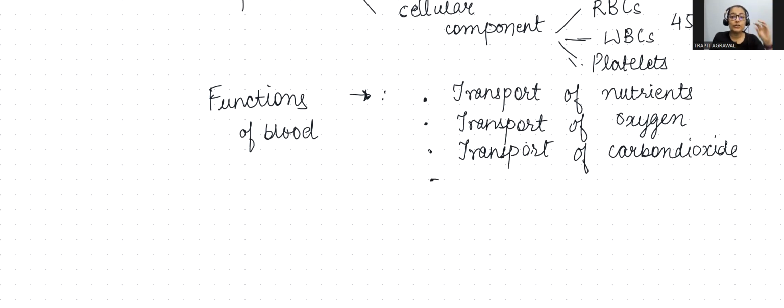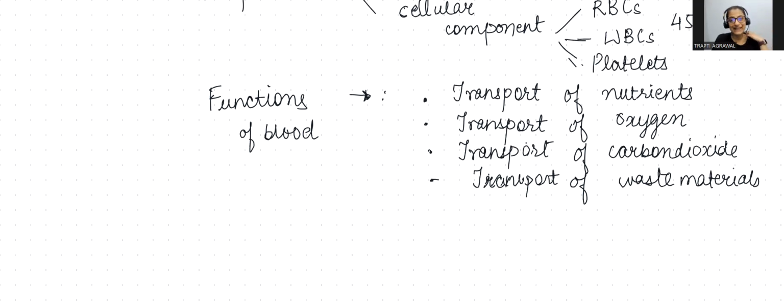Fourth part is the transportation of all the waste materials. Our body is having different waste materials, students, and that waste material needs to be excreted out from our body. That has to be eliminated out from our body. That is again done by our transportation hero component, that is blood, right? So that is the transport of waste material from the different tissues to the excretory organs, including the kidney, skin, right, to those parts.